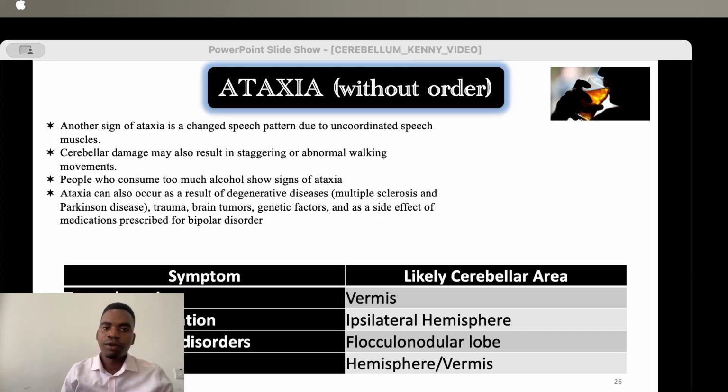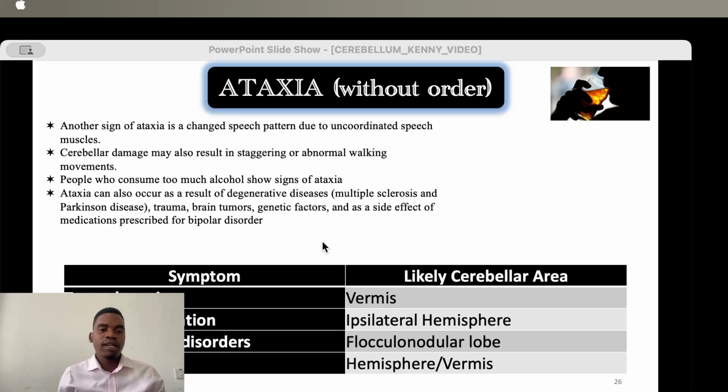That also explains why people with alcohol overdose have slurred speech. They have slurred speech because we have seen that speech is controlled by the cerebellar hemisphere and some parts of the vermis. So that is ataxia in general, but we can break it down. Like we said, we have trunk ataxia and limb ataxia.